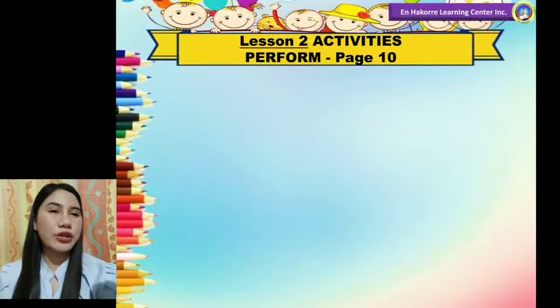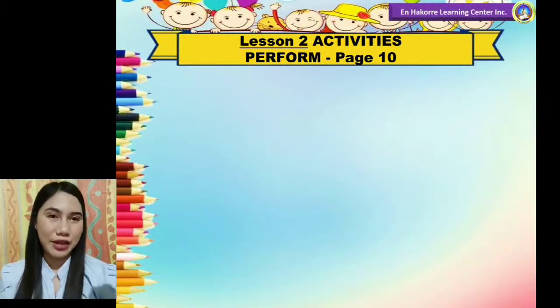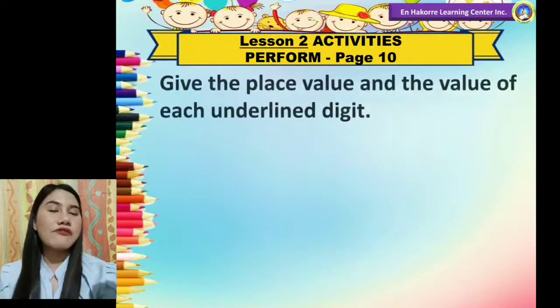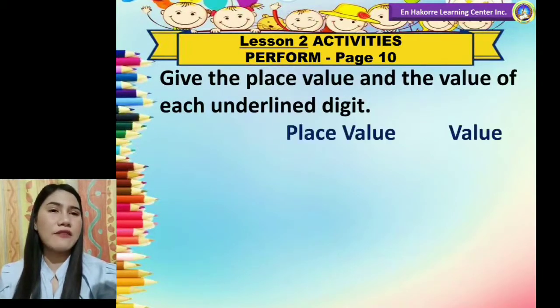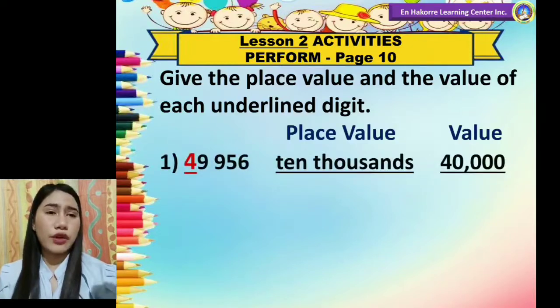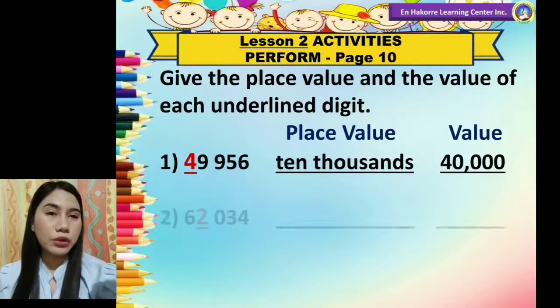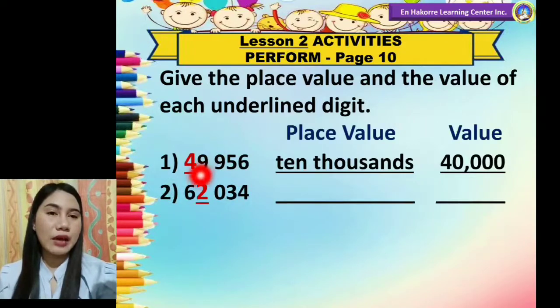And please proceed to the other activities on page 10 until 11. All you have to do is perform the following activities. So here you have perform, page 10. Give the place value and value of the underlined digit. So for example, I already did number 1 for you. So you have there 49,956. You have the underlined number, right? So it is 4. So identify the place value of 4. And then what is the expanded form, or what is the value of 4 in such number?